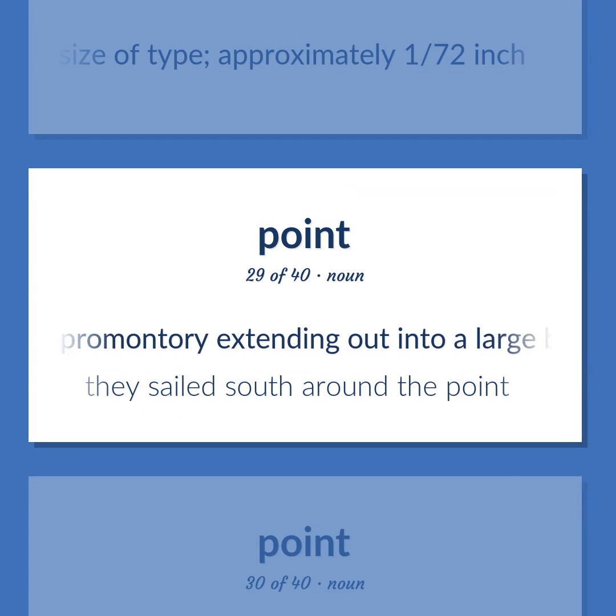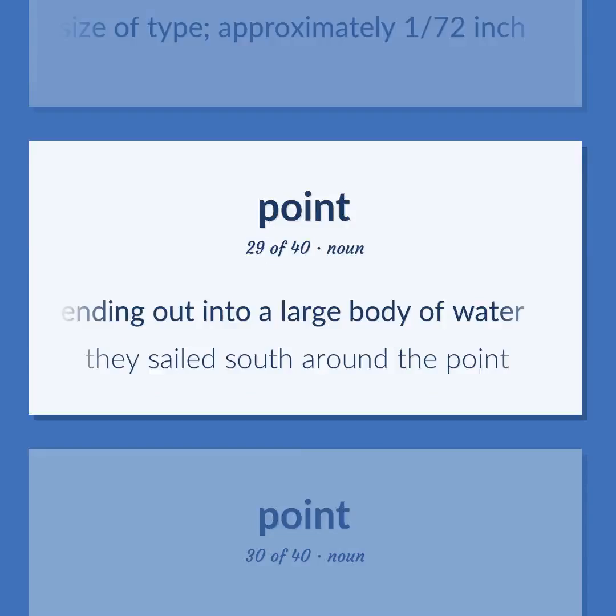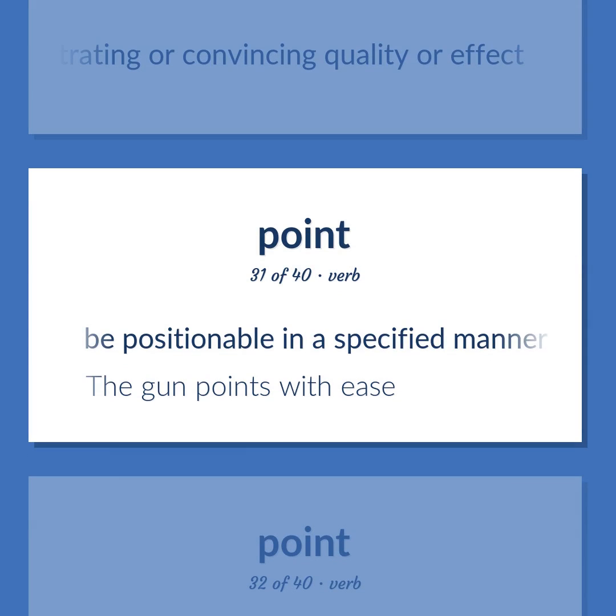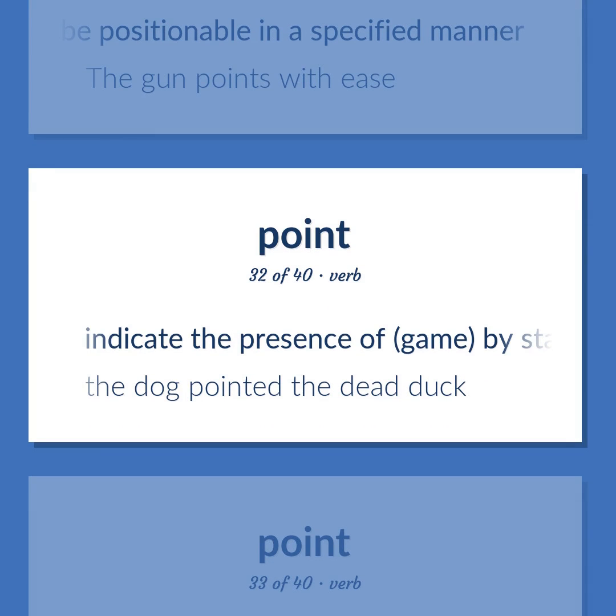A promontory extending out into a large body of water. They sailed south around the point. A style in speech or writing that arrests attention and has a penetrating or convincing quality or effect. Be positionable in a specified manner. The gun points with ease. Indicate the presence of game by standing and pointing with the muzzle. The dog pointed the dead duck.